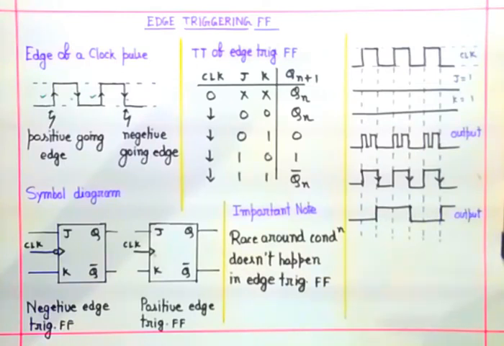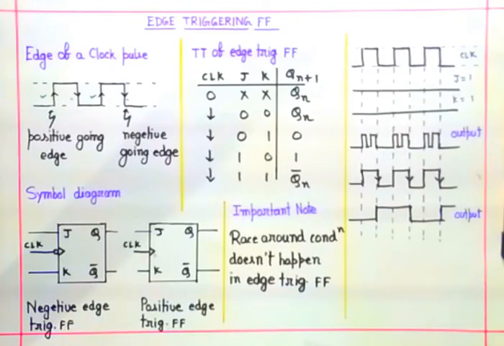Now in the negative edge triggering flip-flop, we will apply this type of clock. That means in negative or positive edge triggering flip-flop, the flip-flop is operational only during positive going edge or negative going edge.